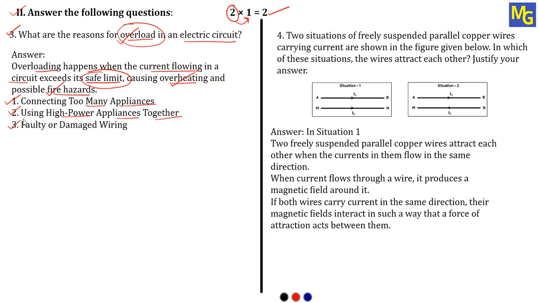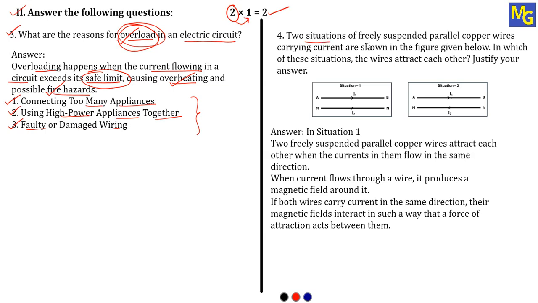And the third one is faulty or damaged wiring. If the wiring which is done in the house has got damaged, then also we can see overloading in the electric circuit. So out of these three, any two you can write, whichever you feel easy, if this question comes in your final exam. Now the next is question number 4.